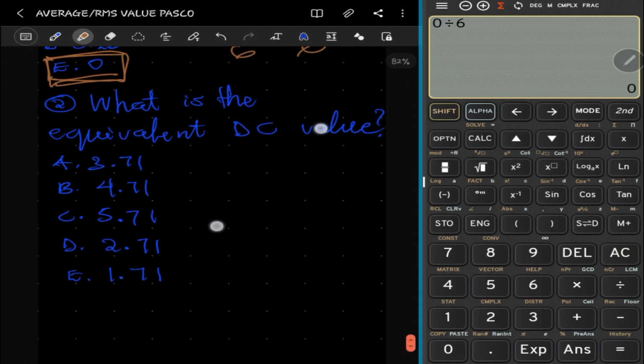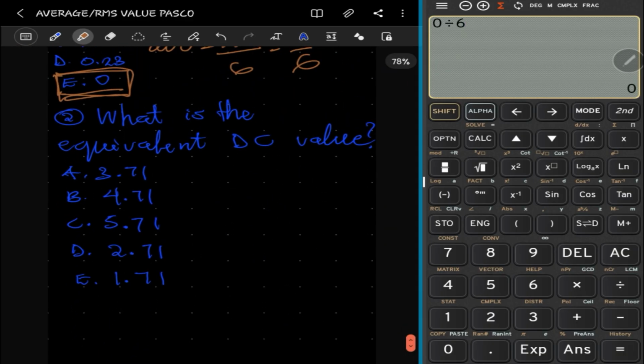Another one we have here is that we should be able to find the equivalent DC value. The equivalent DC value in this case is basically the RMS value, right? So how we find this one is that we square the function, then find the area under it, and divide it by the period. So this is RMS, right? So we square the function, find the area under it, divide it by the period, and find the square root of that, right? So how we go about it is this way.